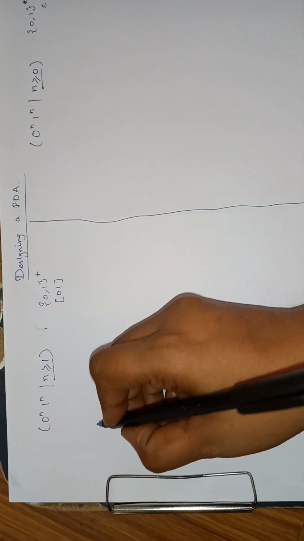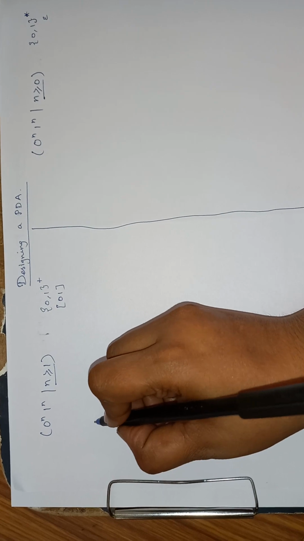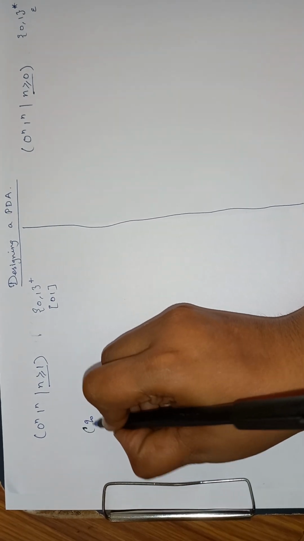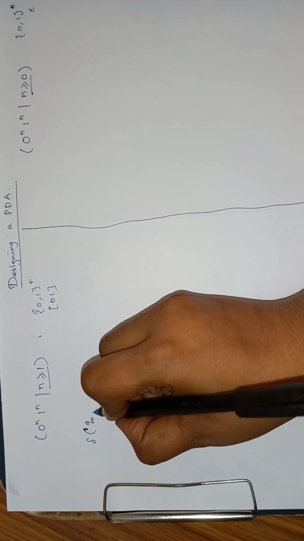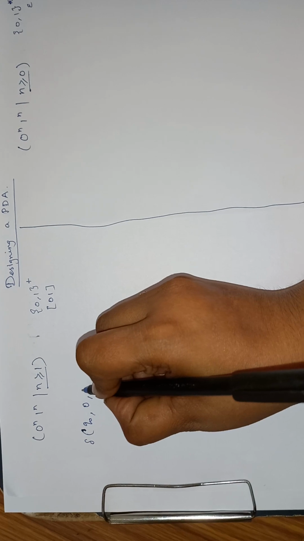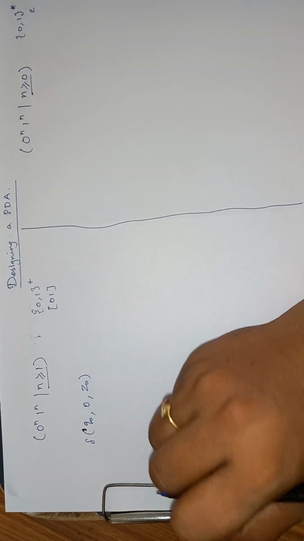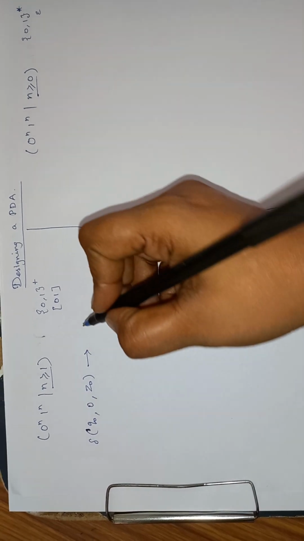Now, so take here. What is the initial state when designing? Always it is Q naught only. So Q naught, right? What is the first transition function? It is Q naught, and what is the input? 0 has to be the input, and then by default stack top is Z naught, right? So holding this condition first, now what will happen?